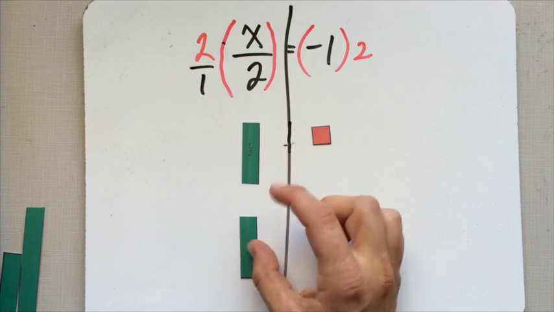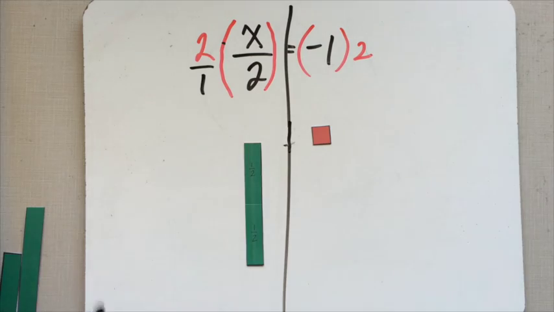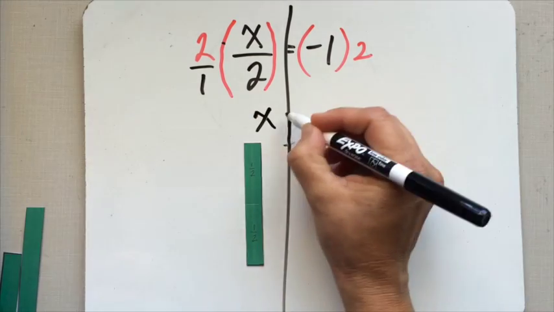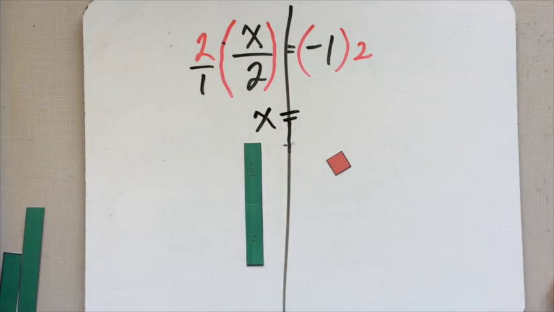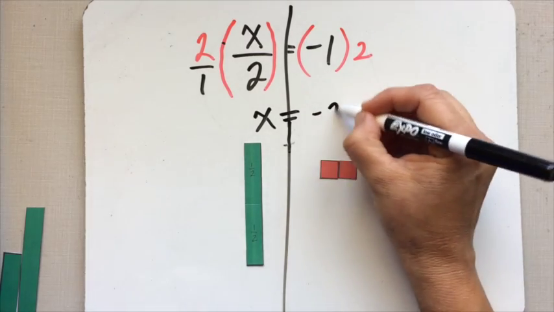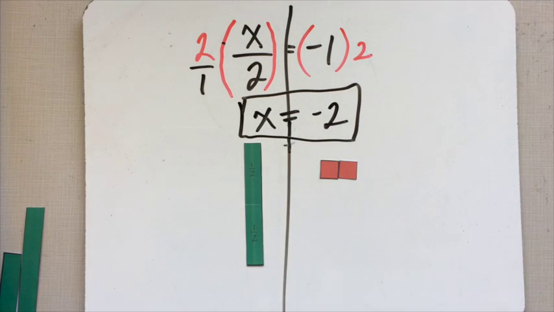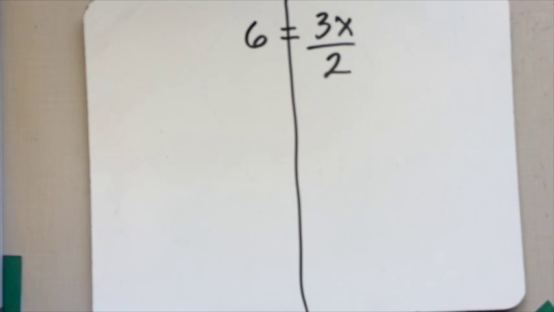2 halves make 1 whole x. Beautiful. Just what I wanted. On this side, I have 2 groups of -1. 2 -1s make -2. So x equals -2. Give this one a try.